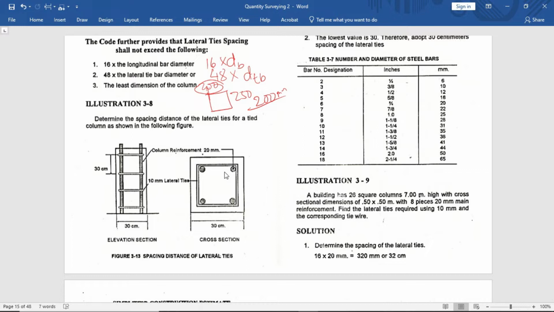So, ito yung figure natin. 30 centimeters square ito, 30 rin ito. Ang main bar natin is 20 mm. Ang lateral ties daw natin na ginagamit is 10 mm diameter. So, determine the spacing distance.